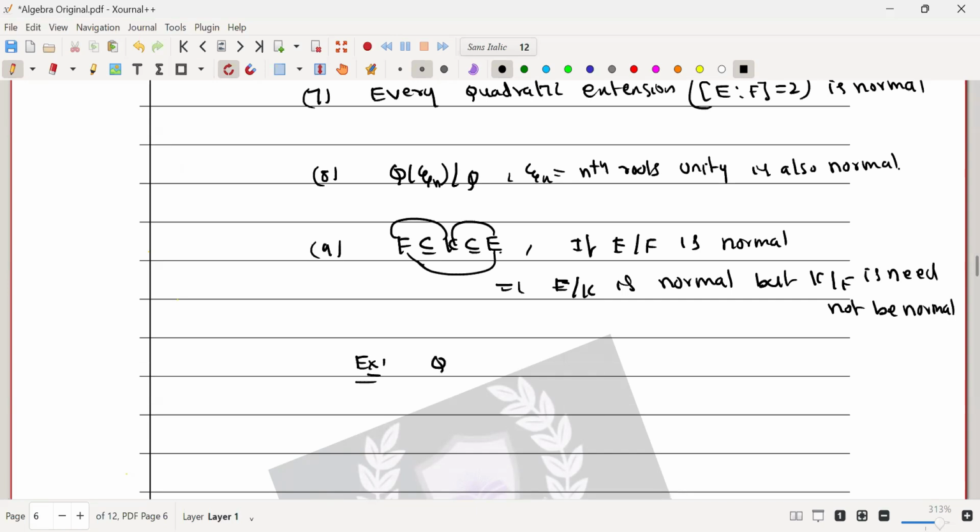Q is a subset of Q root 2, which is a subset of root 2, root 3, cubic root of 2, which is a subset of Q of cubic root of 2 comma omega. So therefore, Q of cubic root of 2 comma omega over Q is normal.